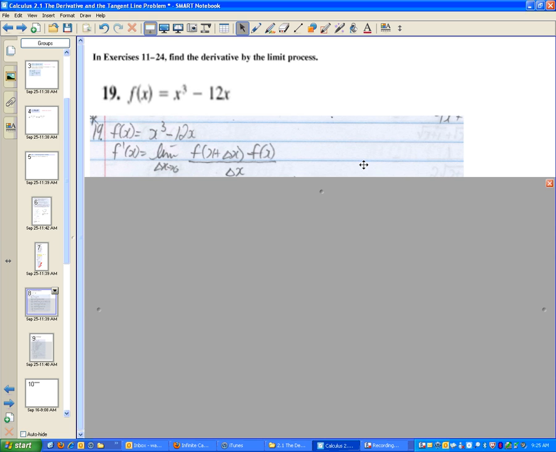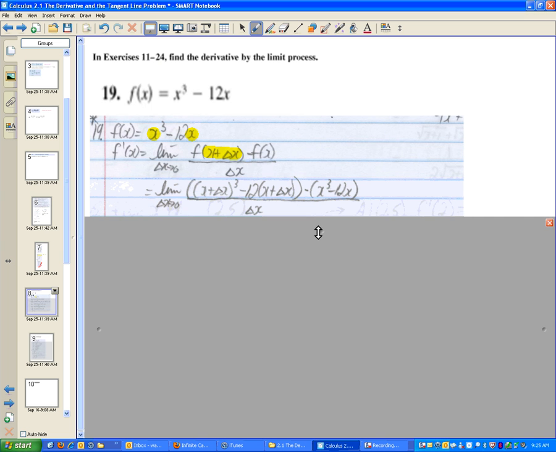On 19, our f of x is x cubed minus 12x, and the definition of derivative says that f prime of x equals the limit as delta x approaches 0 of f of x plus delta x minus f of x, all of that over delta x. Now, whatever's in the parentheses replaces x. So f of x plus delta x, you go back to f, but every time you see an x, you write x plus delta x instead.